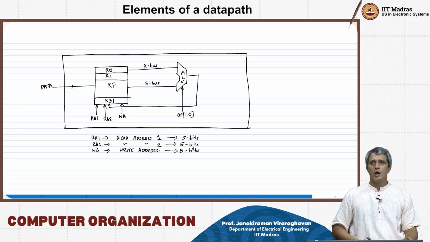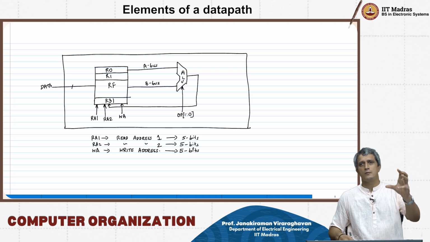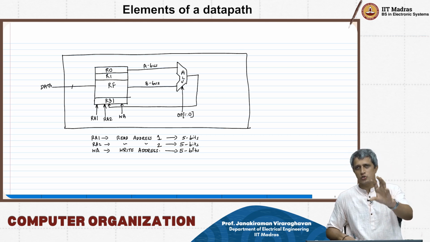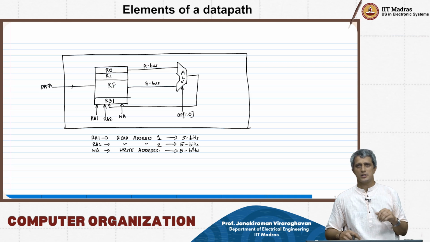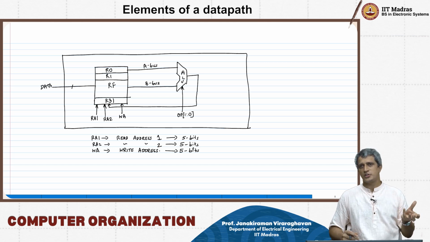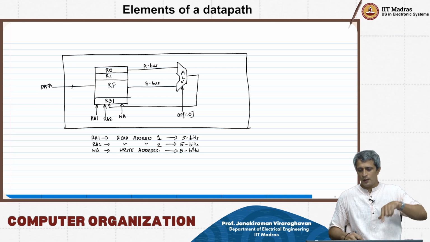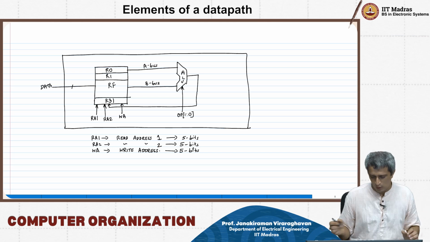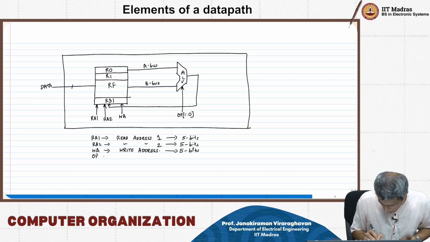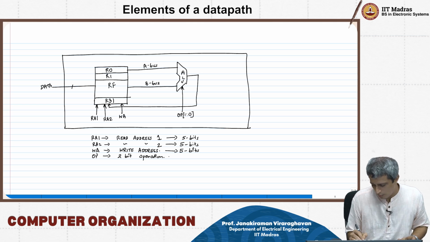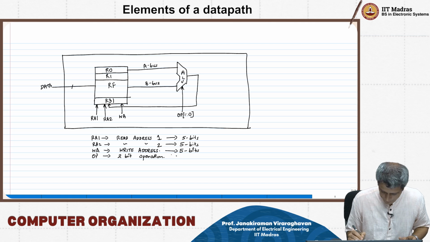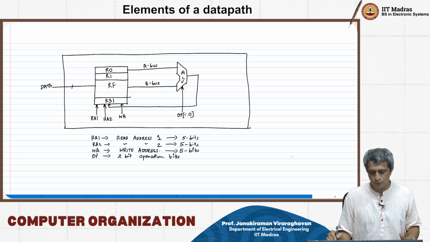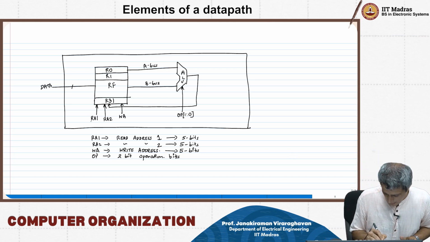Okay. Now, having selected the input operands to the ALU via these registers, and also selecting the destination where the answer has to be written back, I need to now tell it what operation to do, and therefore I will now select the operation. This is a 2-bit operation.